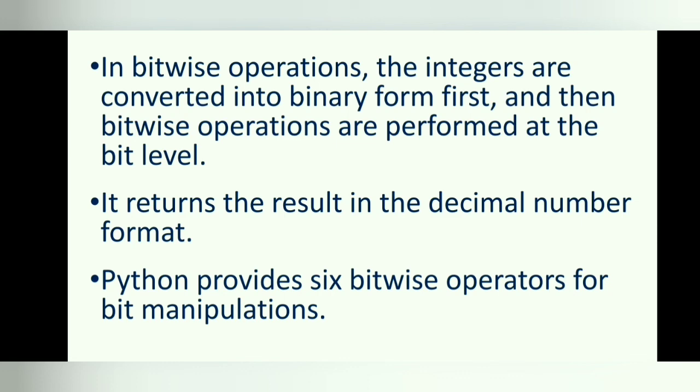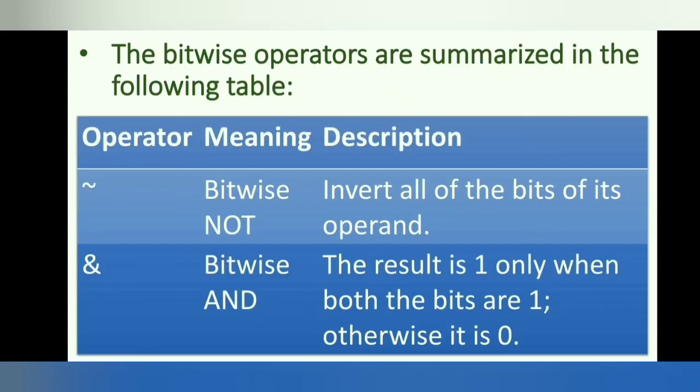Python provides 6 bitwise operators for bit manipulations. The bitwise operators are summarized in the following table. Operator, meaning, description. Bitwise not: invert all of the bits of its operand, that is, it reverses the bit value 0 to 1 and 1 to 0. Bitwise not is also known as one's complement operator.